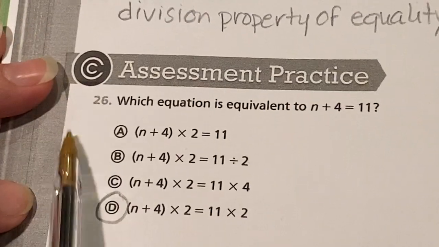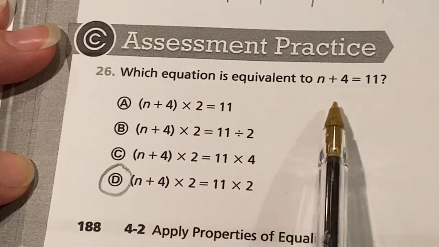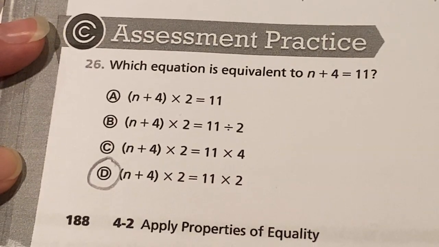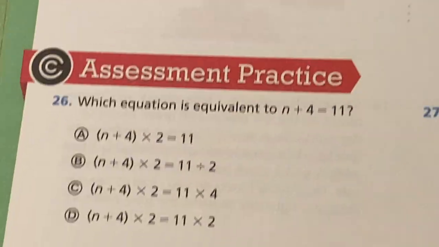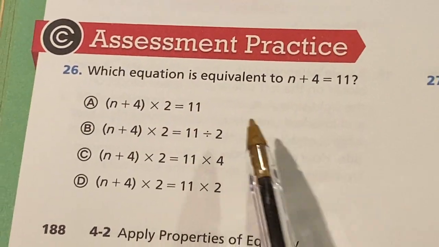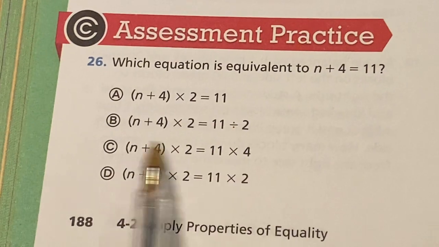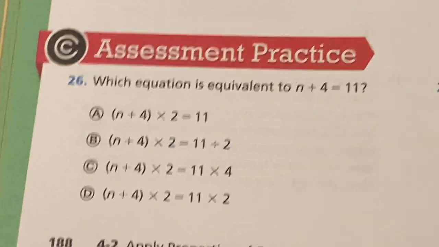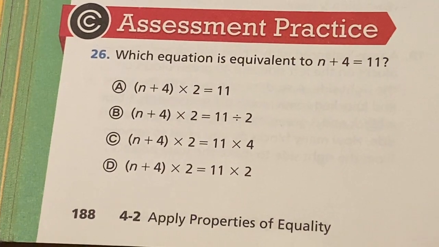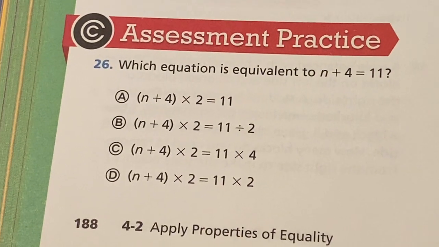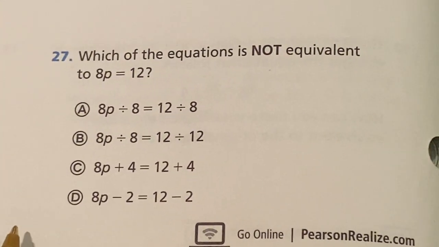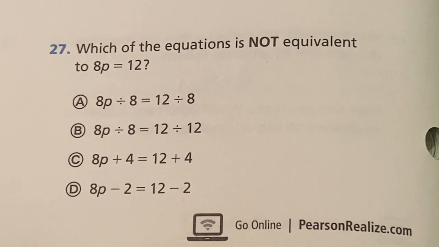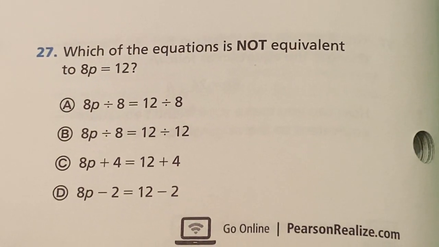Now, next section, which equation is equivalent to n plus 4 equals 11? Ugh, I accidentally showed you the answers. Forget what you saw. Okay, here, one of those is equivalent to n plus 4 equals 11. Which one is it? Which of the equations is not equivalent to 8p equals 12? Same thing. Look at those and find the one that is not equivalent. Pause.